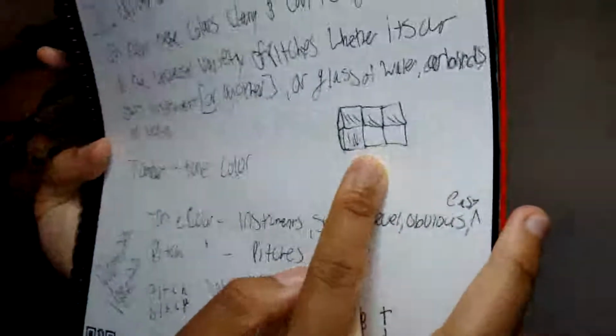I tried to draw some little boxes here. Timbre equals tone color. That's timbre. It means the instrument level, it's obvious, it's easy. It's basically how you can distinguish between different instruments. Pitch color is pitches. It's more subtle. You've got to listen more closely.